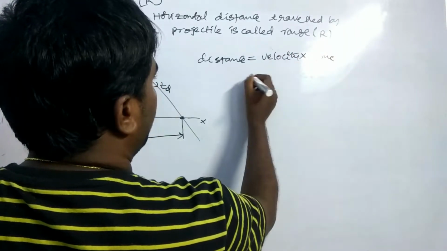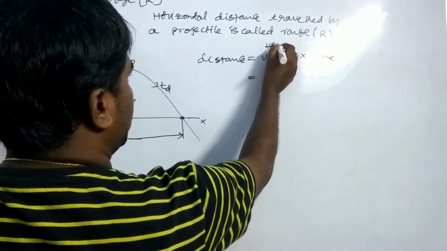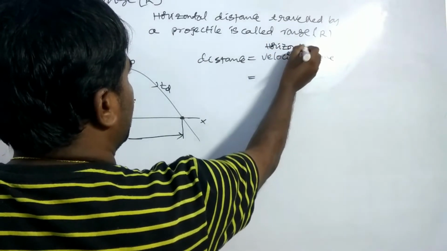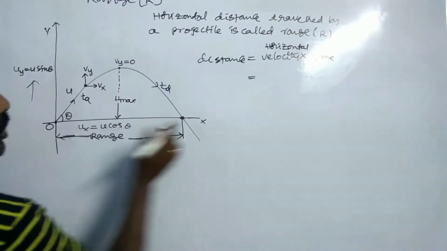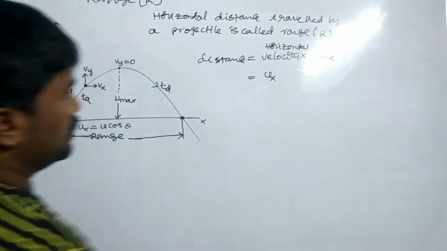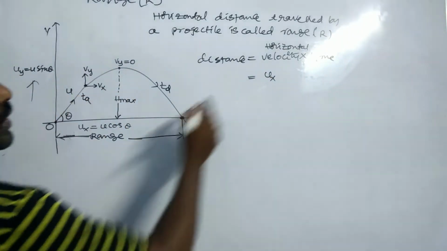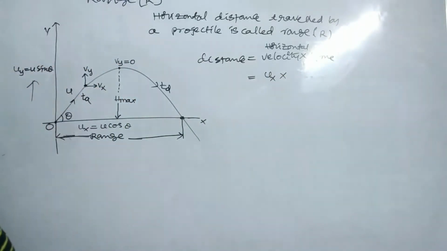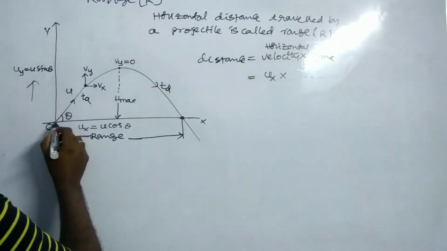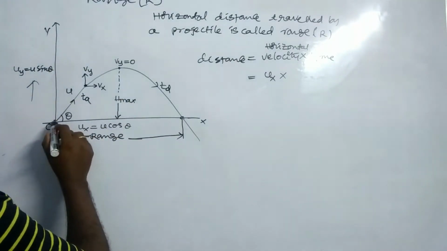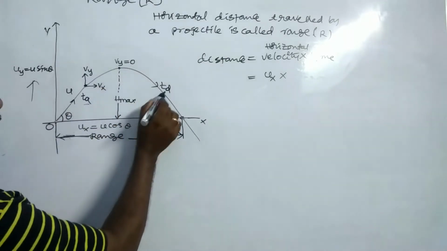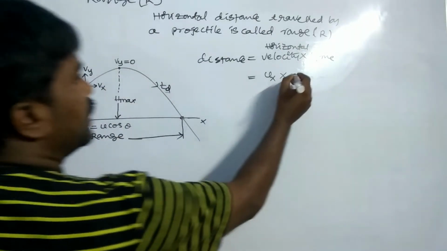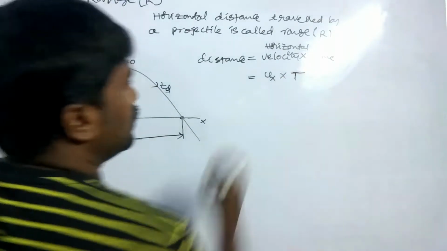Which type of velocity is it? Horizontal velocity. Horizontal velocity is equal to ux into the time taken. What time is taken? The time taken to reach its ground point. It is the time of ascent plus the time of descent. The total time will be the time of flight.